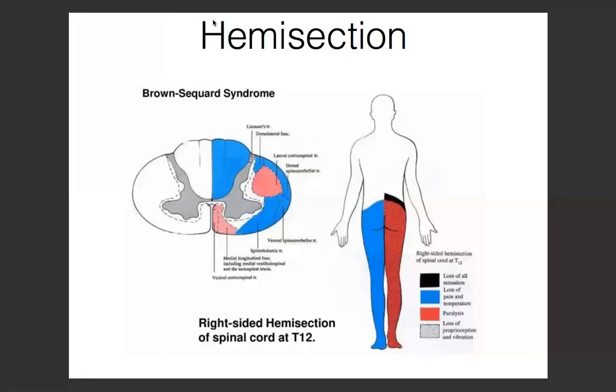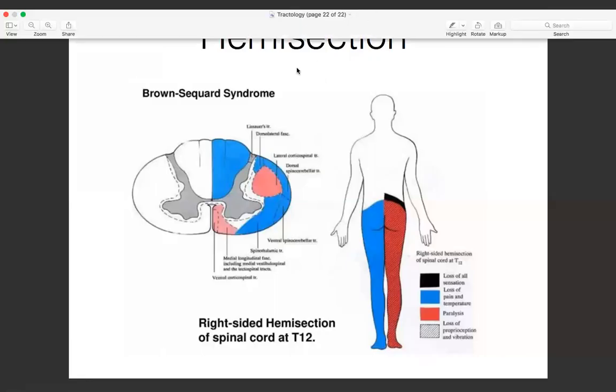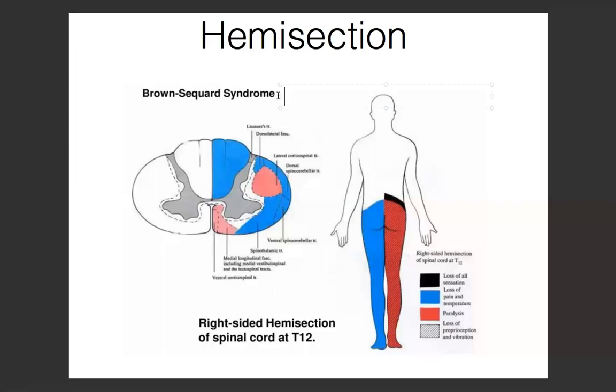So the last clinical correlation that we have left is called the hemisection of the spinal cord. And it's also known as Brown-Séquard syndrome. So it has two names. It's either hemisection of the spinal cord or Brown-Séquard syndrome. Okay?